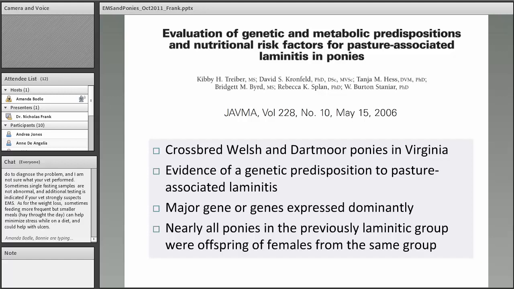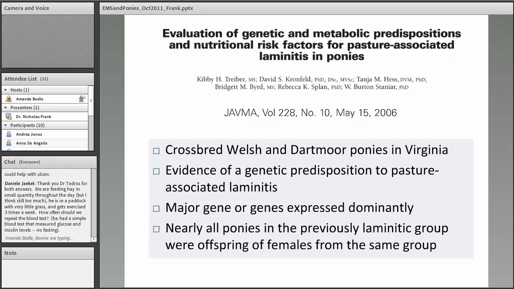It's really one pivotal study that was published in 2006 from the Mayer Center in Virginia, associated with Virginia Tech. This study looked at crossbred Welsh and Dartmoor ponies in a large herd of 160 animals, and they really looked at what was going on in terms of the metabolic situation with the ponies.